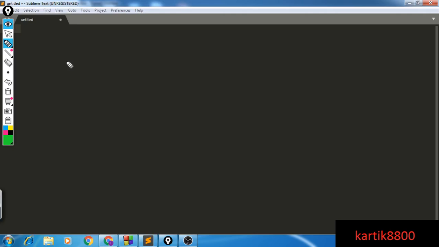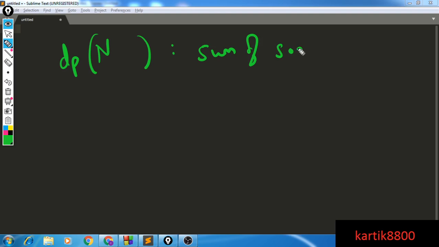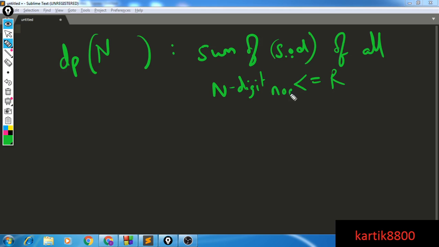So before moving any further, let me define this. Let's define dp of n as the sum of digits, SOD, of all n-digit numbers that are less than or equal to R. dp of n can represent the sum of all n-digit numbers without regard to R.